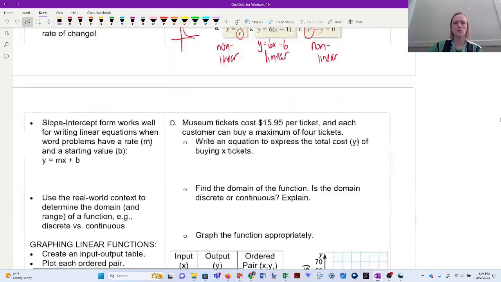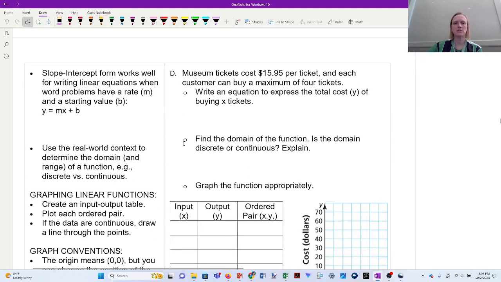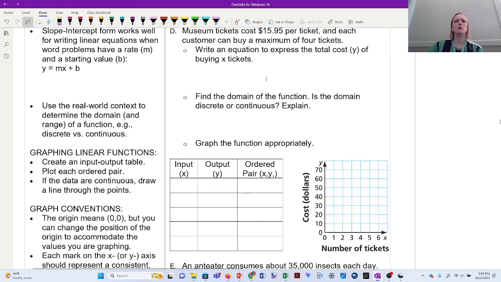So let's scroll back down and look at this example. Museum tickets cost $15.95 per ticket, and each customer can buy a maximum of 4 tickets. Write an equation to express the total cost of buying x tickets.